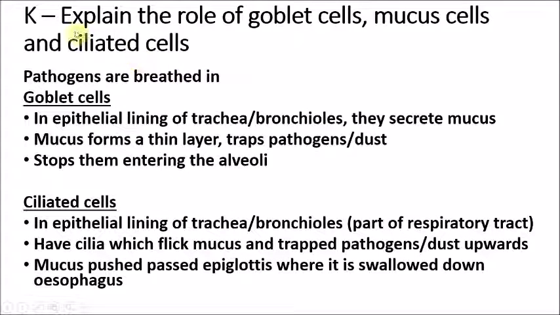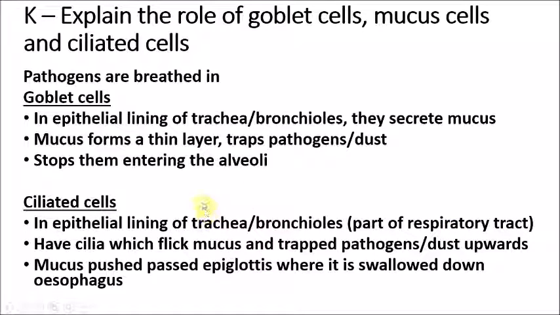Okay, the last objective is objective K. Now, I think there's a mistake on your booklets with this, so just be aware that it will say objective J again. You've got to explain the role of how goblet cells and ciliated cells work together in the respiratory tract to stop pathogens from getting into your lungs.